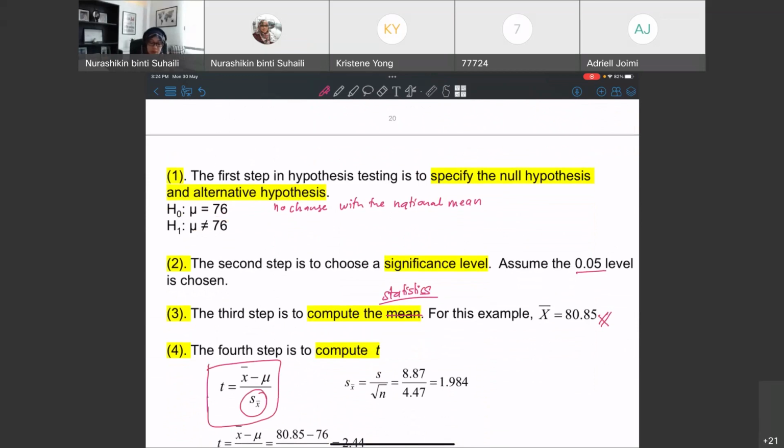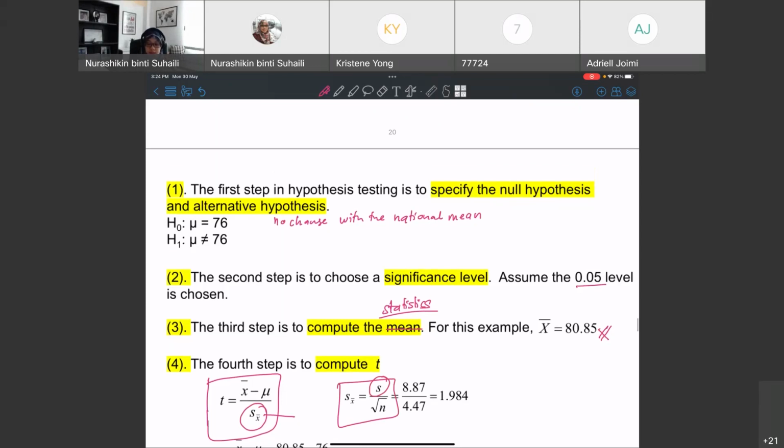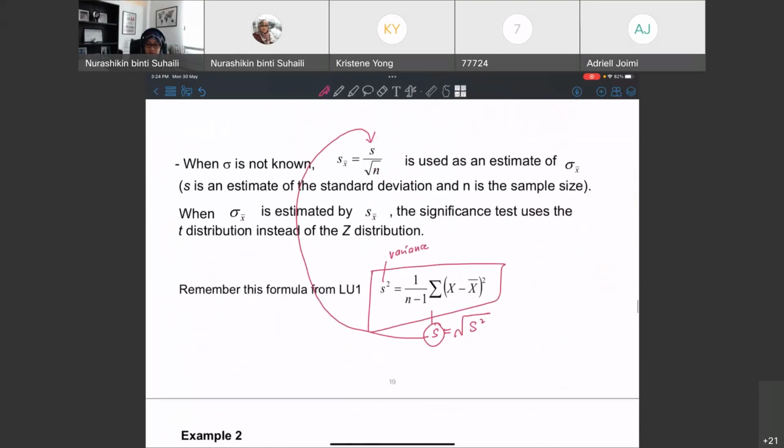So you have to have the information of the standard error of the sample. This one is the standard error, or the estimation of the standard deviation of the sample. So another term is standard error. So how do you want to find that? You have to use this formula, and you need to find the s first. The s first. So how to find the s? You have to refer to this formula, this one. Okay, so how to use this formula?